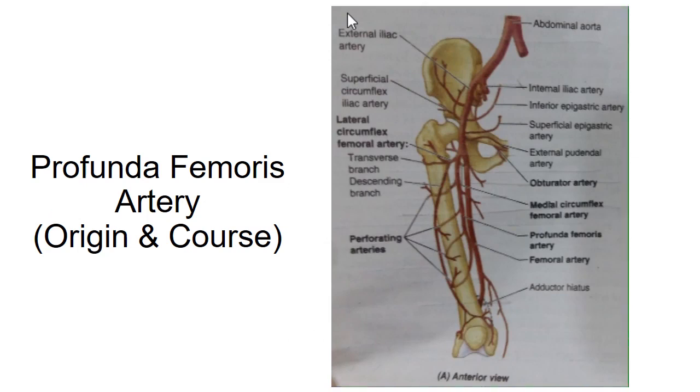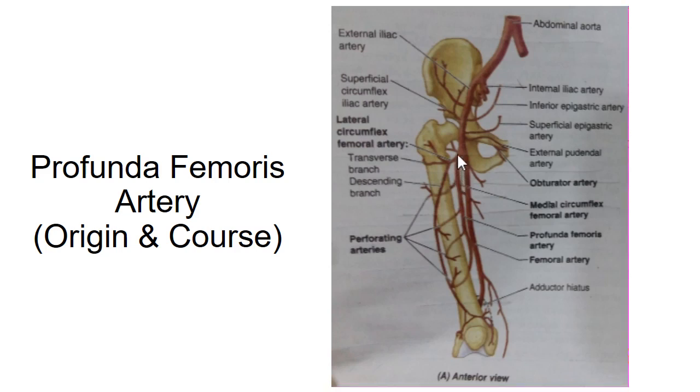Now we will talk about profunda femoris artery, which is the largest branch of femoral artery. It is the chief artery of supply to all the 3 compartments of thigh. It is also known as deep artery of the thigh. This vessel, which you can see here, is profunda femoris artery.